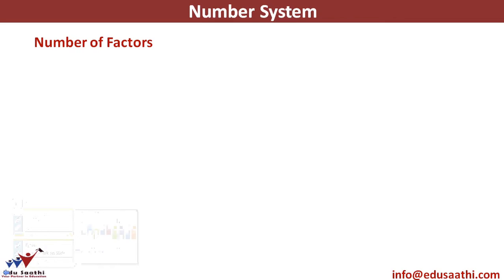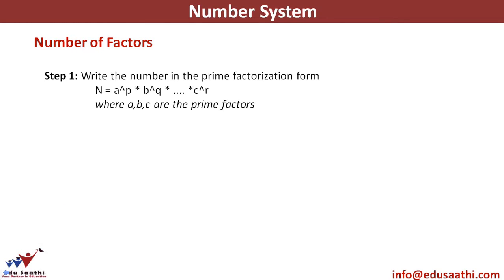Now let's calculate the number of factors that we can have for a given number. There are certain steps involved in calculating the number of factors. The first step would be to write down the number in a prime factorization form. So let's take it with the help of an example. I give you a number which is 36. So what I have to do is write 36 in a prime factorization form. How will you do it?